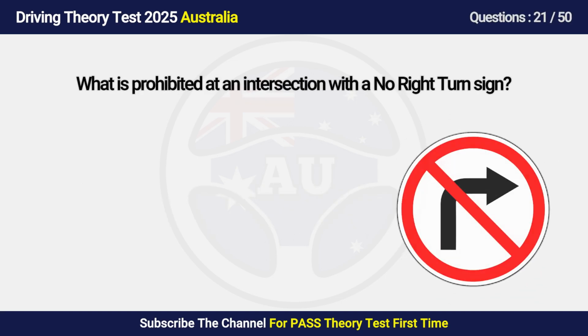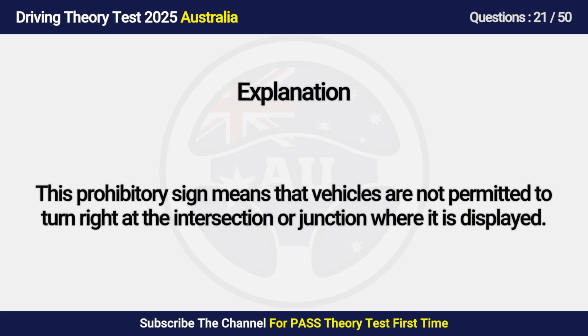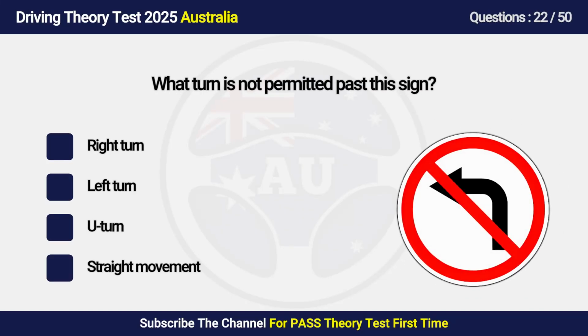Question 21. What is prohibited at an intersection with a no right turn sign? A. Turning right. B. Turning left. C. Going straight. D. Making a U-turn. Answer is A. Turning right. This prohibitory sign means that vehicles are not permitted to turn right at the intersection or junction where it is displayed.